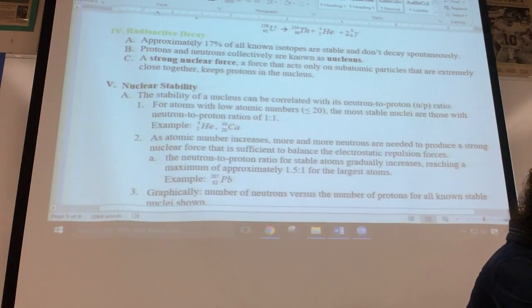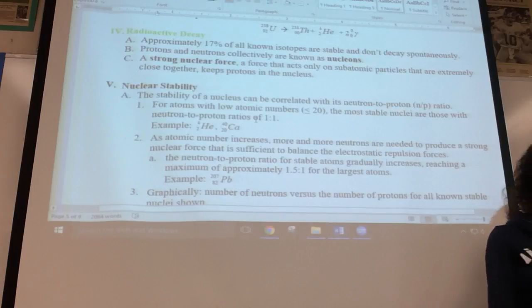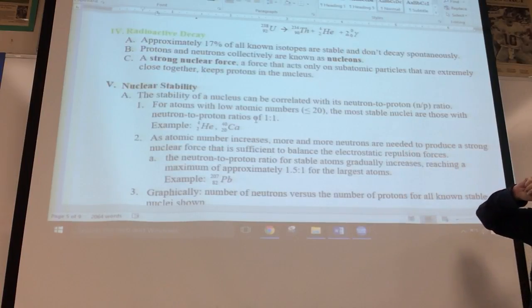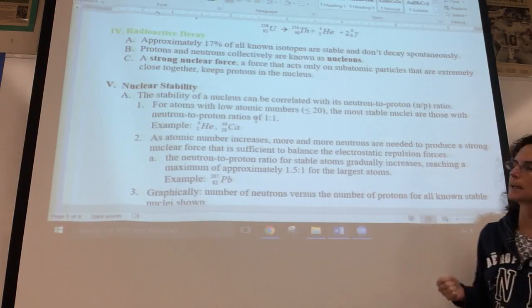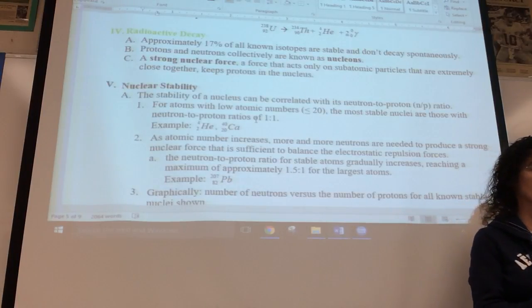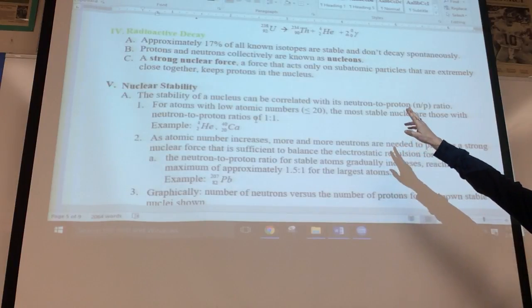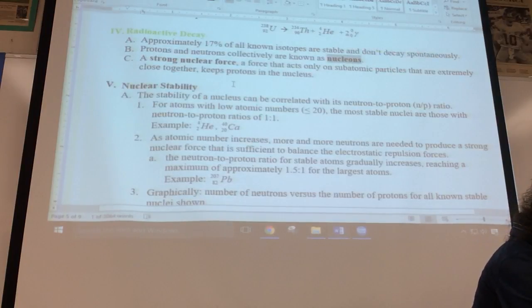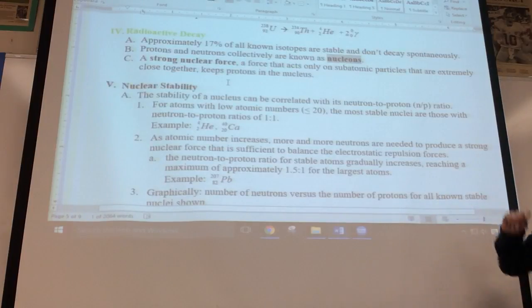All right, so we're going to talk a little bit about radioactive decay. This is where we left off. And it turns out that only a small percentage of isotopes are actually stable. 17% of all known isotopes are stable, so they don't decay spontaneously, but that means 83% are unstable and do decay. We have a name for the 2 subatomic particles found in the nucleus, and those are known as nucleons. So protons and neutrons collectively are known as nucleons.